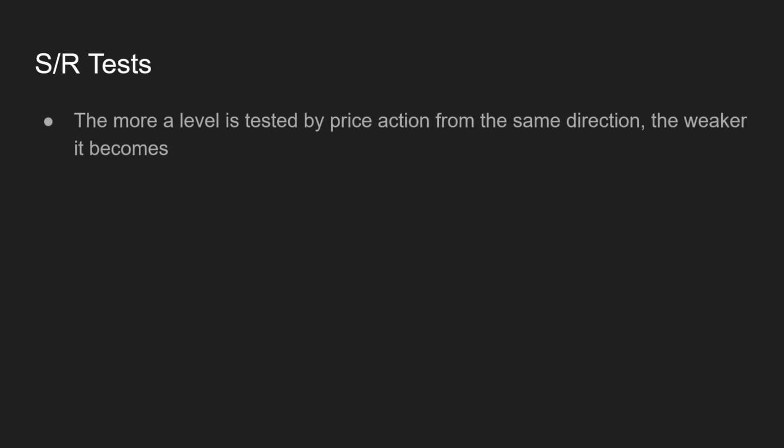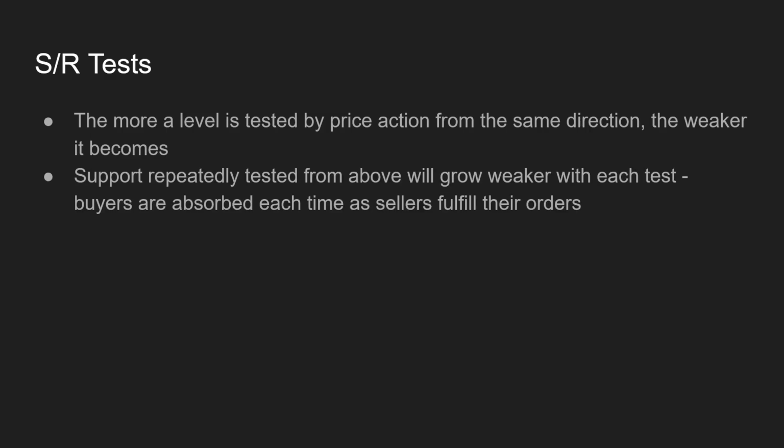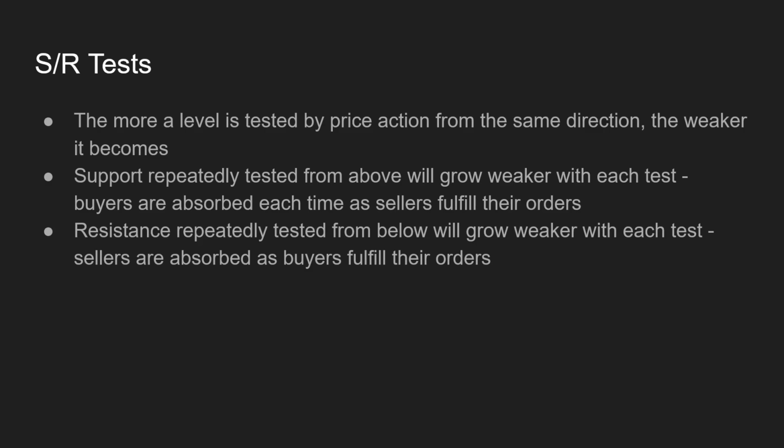So the next topic we'll talk about is support and resistance tests. The more a level is tested by price action from the same direction, the weaker it becomes over time. When this happens, support repeatedly tested from above will grow weaker with each test, and as a result, buyers are absorbed each time sellers fulfill their orders. And we see the same with resistance, where resistance repeatedly tested from below will grow weaker with each test. Sellers are absorbed as buyers fulfill their orders.